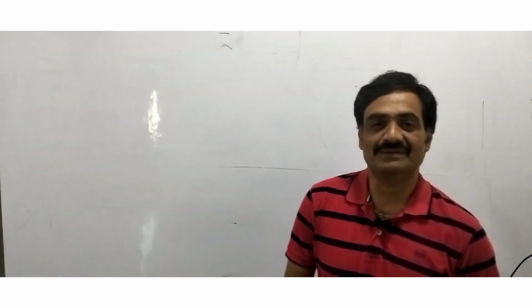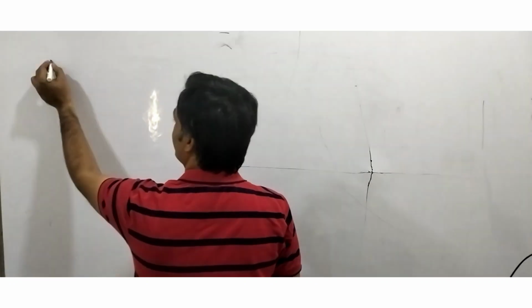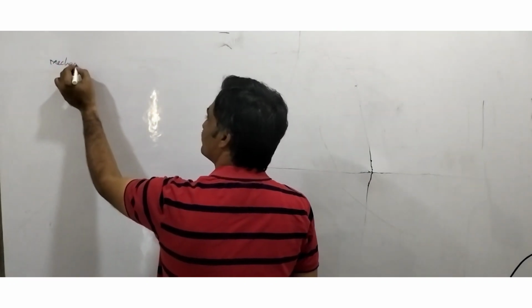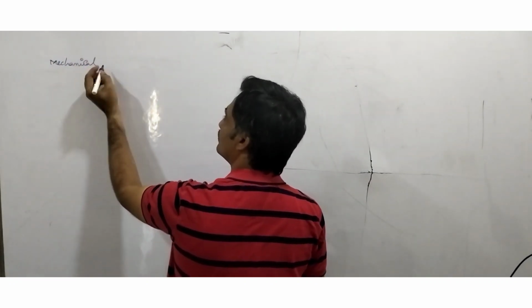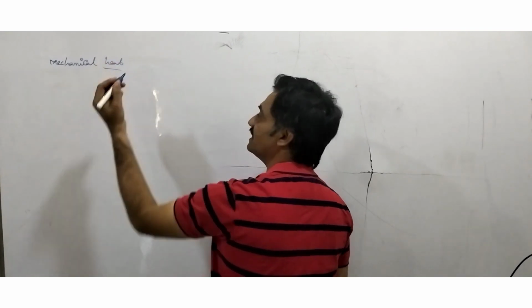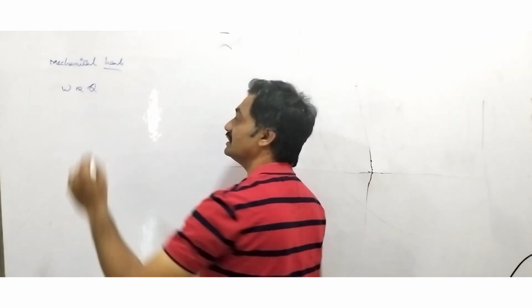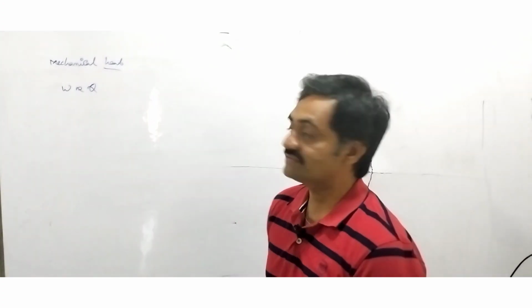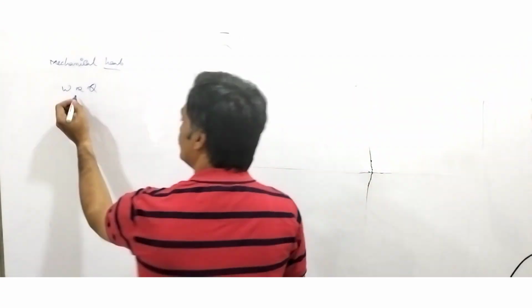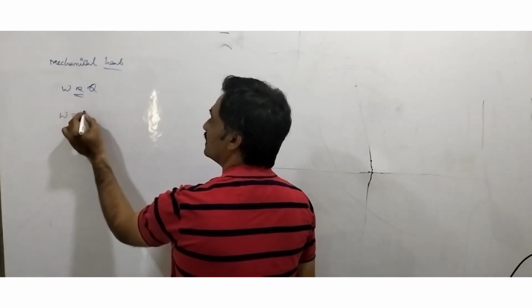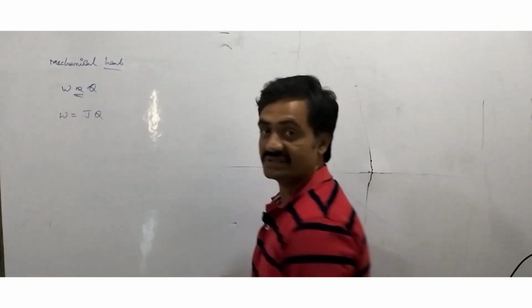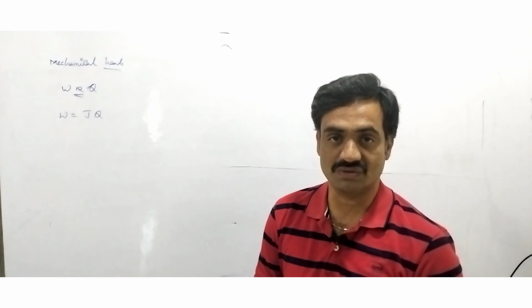Now we are going to discuss the mechanical equivalent of heat. When work is done by a body, heat is liberated, meaning the amount of work done is directly proportional to the heat liberated. In order to remove this proportionality, we add a constant which is represented as J, known as Joule's constant.